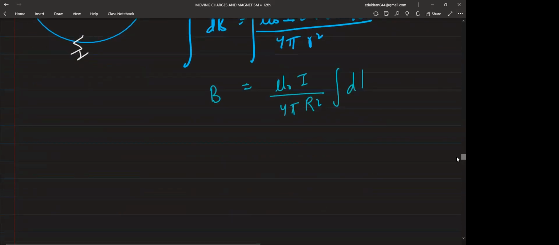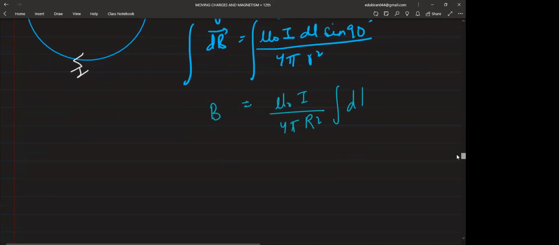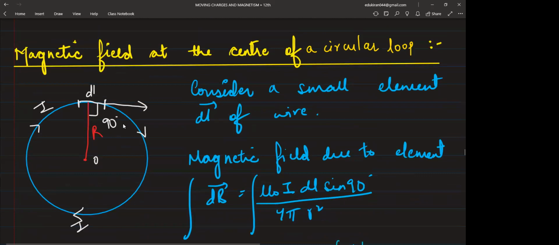So we have mu naught by 4 pi, I by r square. All these are constant terms. We will be just left with integral of dl. Now, if you have a circle, I have taken small dl here, then again small dl, small dl, small dl. If I add all of these, I'll get the periphery of the circle, right? And what's the circumference of a circle, Taha? Yes, ma'am, 2 pi r square. 2 pi r, not square. Oh, yes, circumference of a circle is 2 pi r, right?